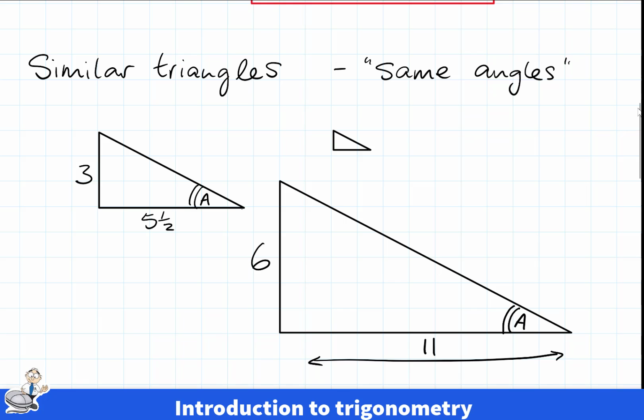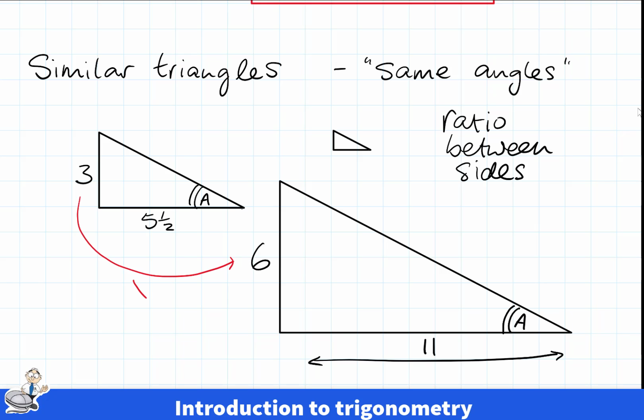Similar triangles have the same angles, and as well as having the same angles, they have a ratio between the sides. So two corresponding sides will always have the same ratio. So in this example here, where the ratio from there to there is multiplied by 2, the same thing with the ratio to here will be multiplied by 2. Or put differently, 3 divided by 5 over 5.5 would give you the same answer as 6 divided by 11, that they're in the same ratio, the sides.